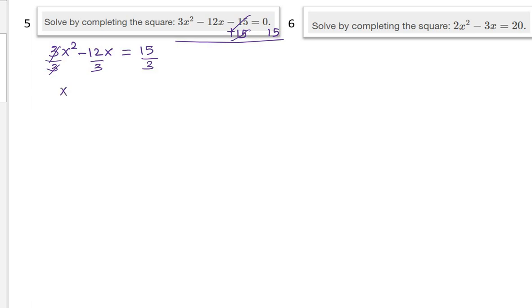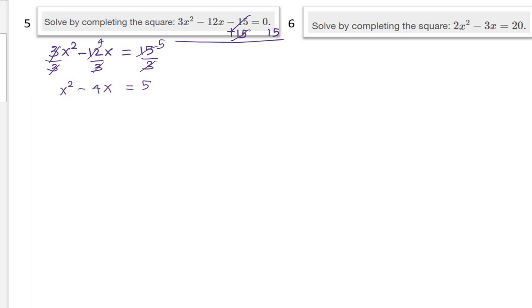And you know this is x square. And this is negative 4, so we can write it as negative 4. And we know 3 times 5 is 15, so we can write it as 5. Okay. So now the coefficient of x square is 1.